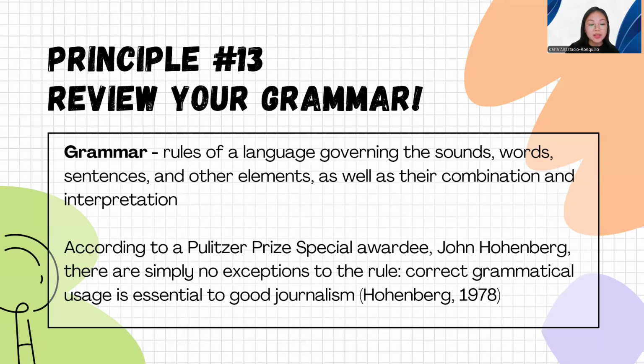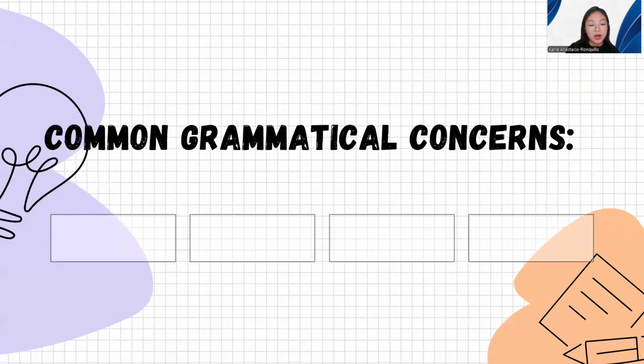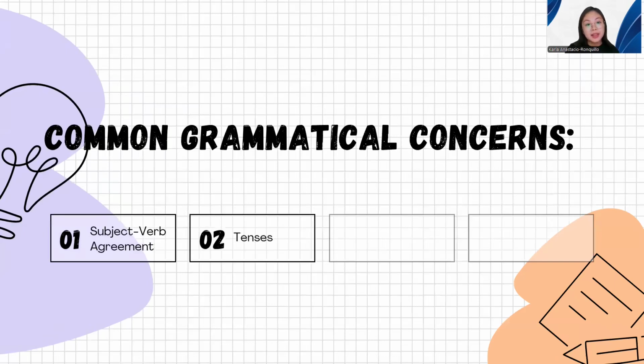Now, let's discuss some common grammatical concerns that often cause confusion. First, we have subject-verb agreement. Second is about tenses. Third is about articles. And lastly, about adverbs.